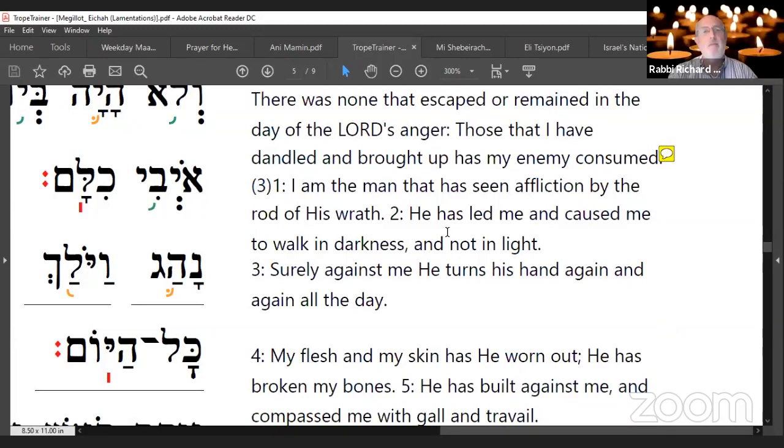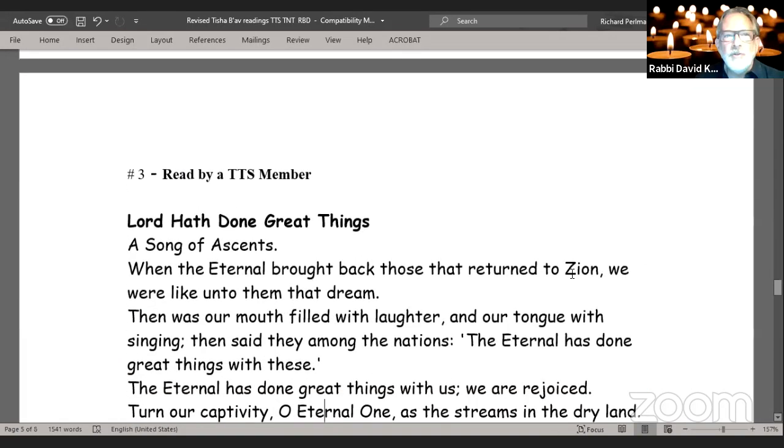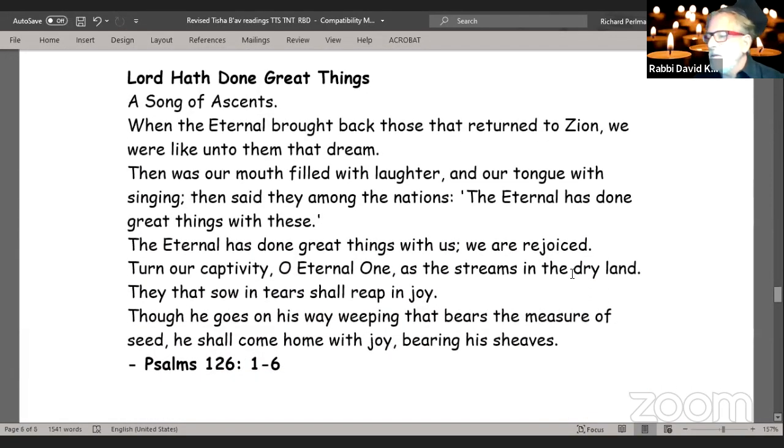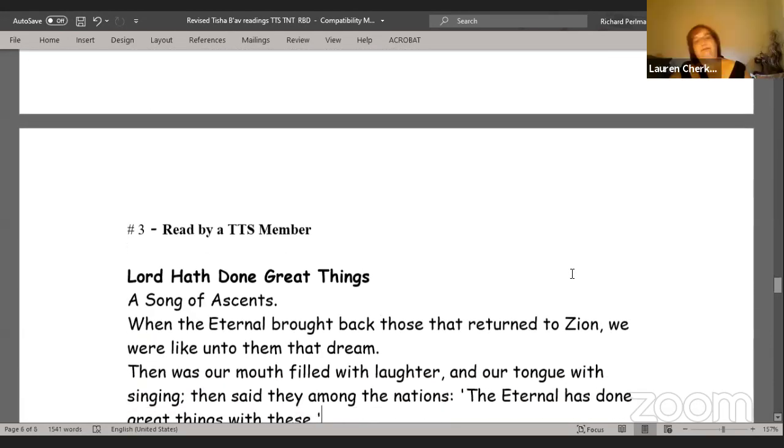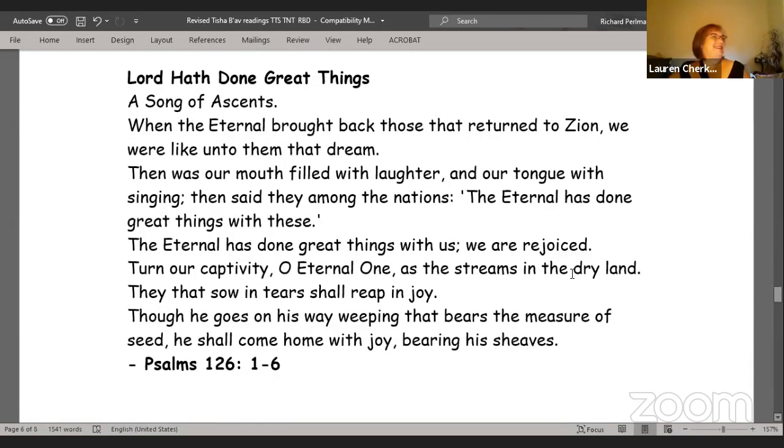All right, we're going to stop here. And at this point, we're going to head back to the readings. And I believe this is someone from Tiferet Shalom. Am I right? We'll ask Lauren Cherkis. Sorry, this is reading number 3. Will be Lauren Cherkis. Reading number 3. Yes. Whoops.